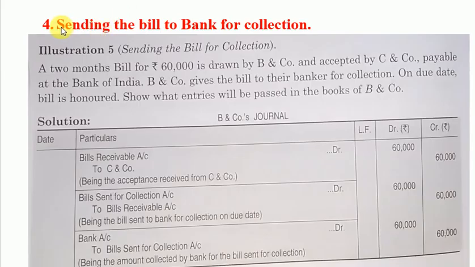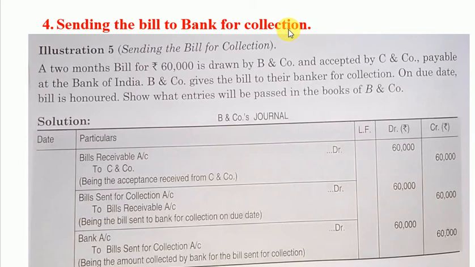Now we move on with case 4, the last case for honor of bill, its accounting treatment. It says sending the bill to bank for collection. Now children, you must understand this. This is different from discounting of bill. In discounting of bill, the drawer endorses the ownership of the bill to bank and gets the payment on the date, after which he is no more the owner of the bill.